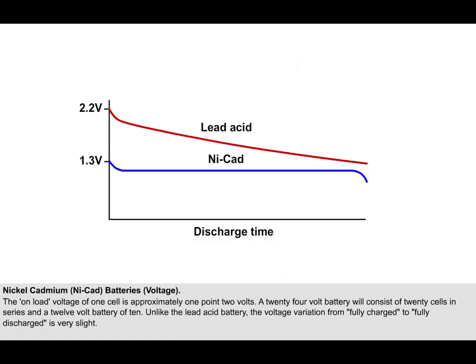Here is a graphical representation of a comparison of a lead-acid battery against that of a NiCad battery during discharge. As you can see, the NiCad battery holds a much more constant voltage during the discharge cycle.